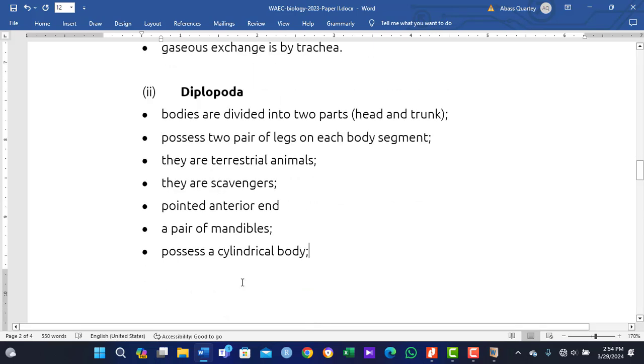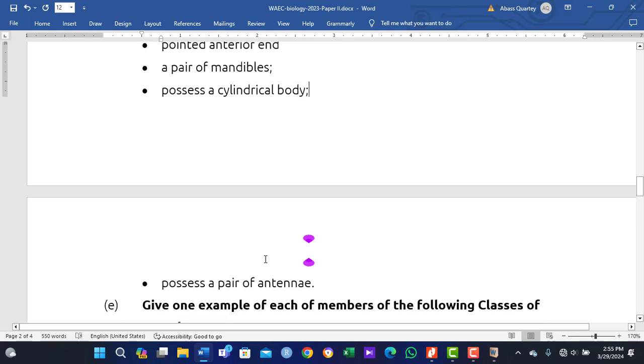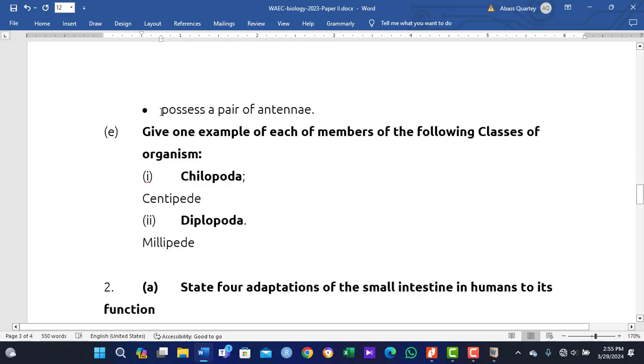Then you have E. Give one example of each of the members of the following classes of organisms. Chilopoda, so centipede. Then Diplopoda, millipede. All right, so that ends question 1.